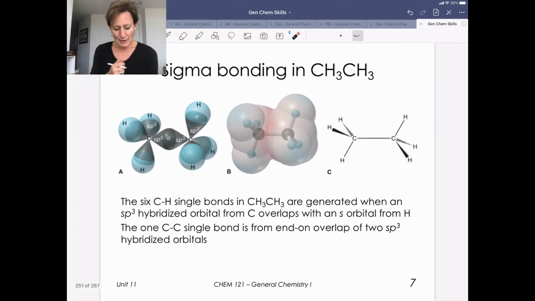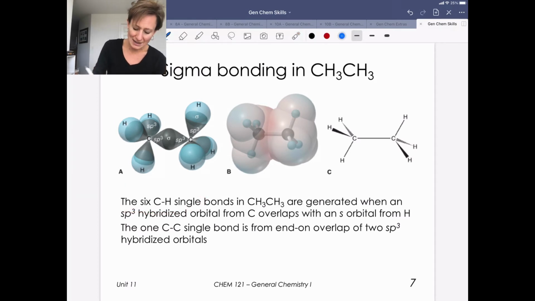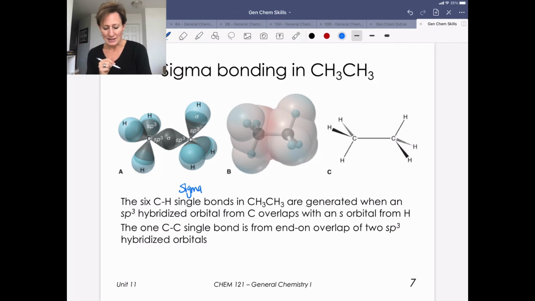So if we wanted to describe the bonding that we have here, notice that we're going to have bonding between the carbon and carbon atoms, and then we're going to have bonding between the carbon and hydrogen. So there's actually 2 kinds of bonds that we have here. So there are 6 carbon-hydrogen single bonds. We also could say, again, these are sigma bonds. Single and sigma are sort of interchangeable. So the 6 carbon-hydrogen sigma bonds in CH3CH3 are generated when an sp3 hybridized orbital from carbon overlaps with an s orbital from hydrogen. This is the language you need to be able to provide to describe a bond for me.